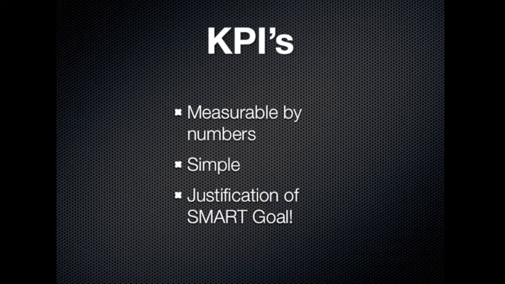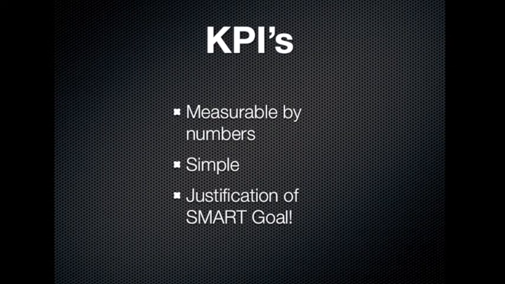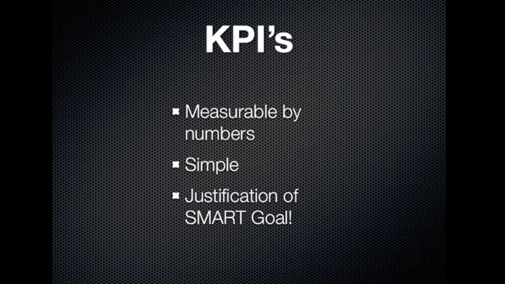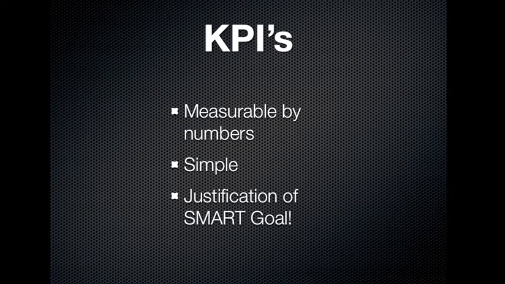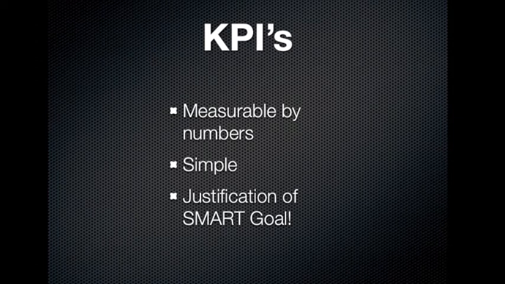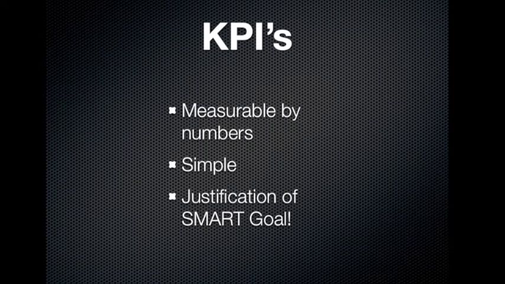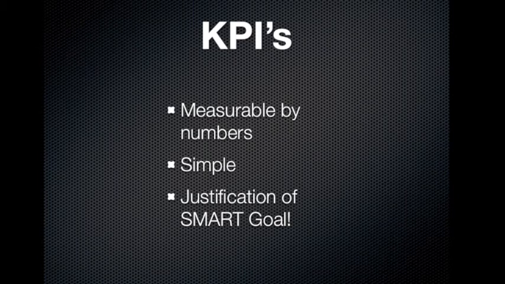So what do I mean by measurable numbers? Well, it's very simple. If we set a SMART goal of we want to increase our blog posts by 20% over the next 6 months, that is measurable because we have set the percentage and we've set the time frame. And they're very simple. If we reach this goal, we have definitely justified our SMART goal. If we can't reach that goal, then we need to reevaluate those goals and reevaluate our key performance indicators. So now we must take action.